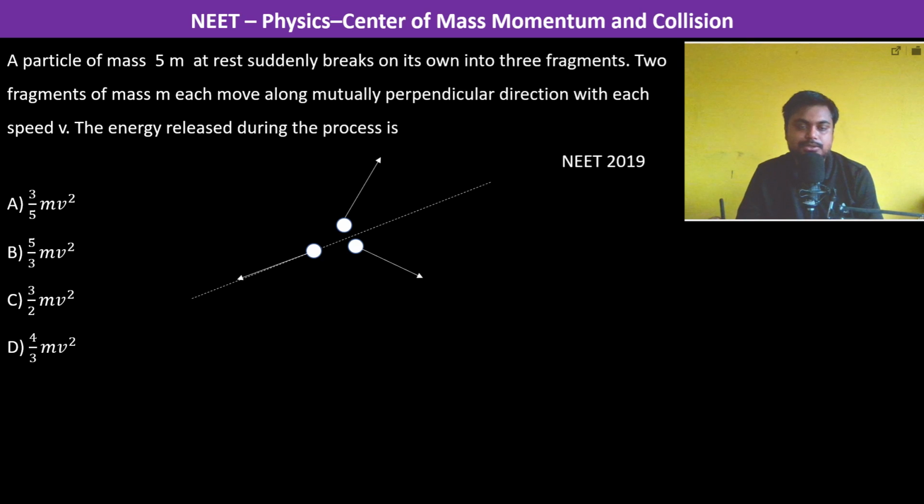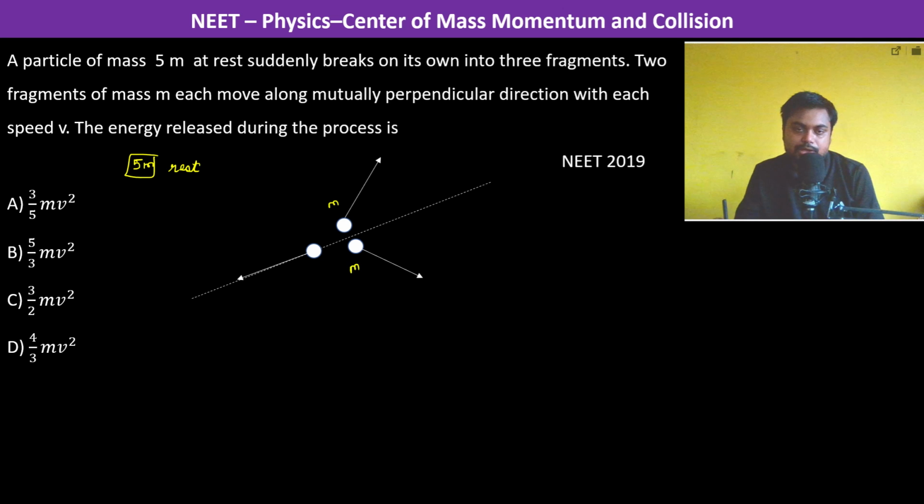A particle of mass 5m is at rest initially. Suddenly it breaks on its own into 3 fragments, 2 fragments of mass m. So this is m and this is m.